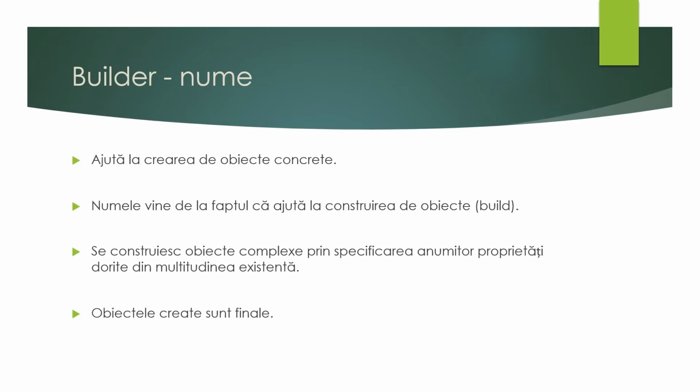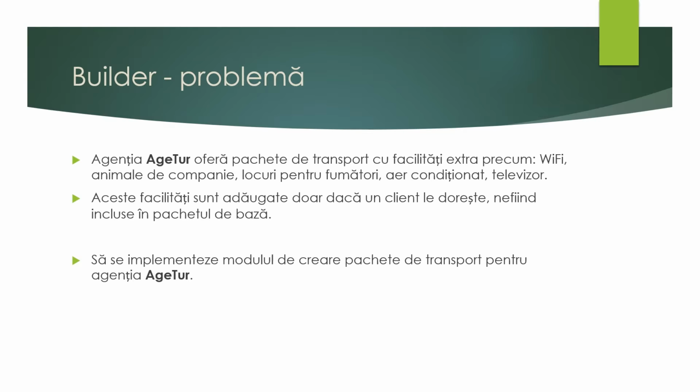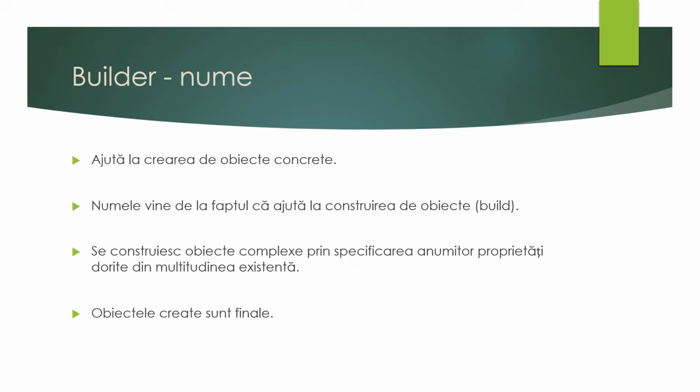So let's set the stage. Our source material uses this example of a travel agency called AgeTour. On our website, you can book a trip, but there are all these options. You can add Wi-Fi, pet accommodations, smoking or non-smoking, air conditioning, a TV, the list goes on. If I were coding this, I can already see how trying to create a trip object with all those possibilities could get really messy really fast. You'd end up with a constructor with a million parameters or a bunch of setter methods that could be called in any order. It would be a nightmare to manage and understand.